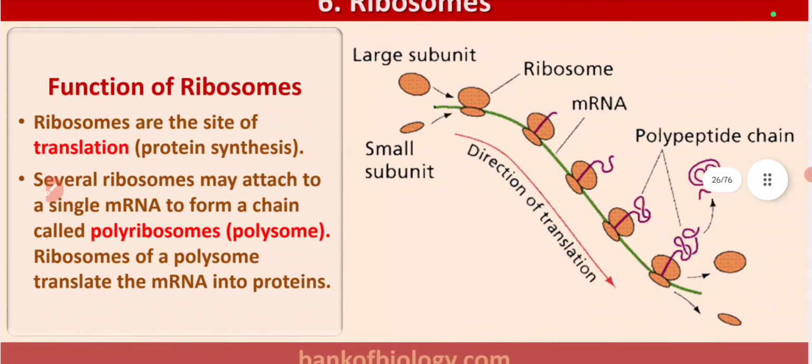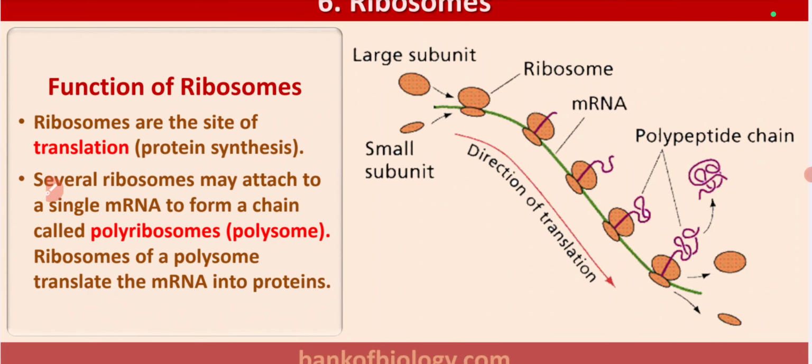Next, functions. Ribosomes are the site of translation, or you can say protein synthesis. Several ribosomes may attach to a single mRNA to form a chain called a polyribosome or polysome. Ribosomes of a polysome translate the mRNA into proteins. So the main function is protein synthesis.